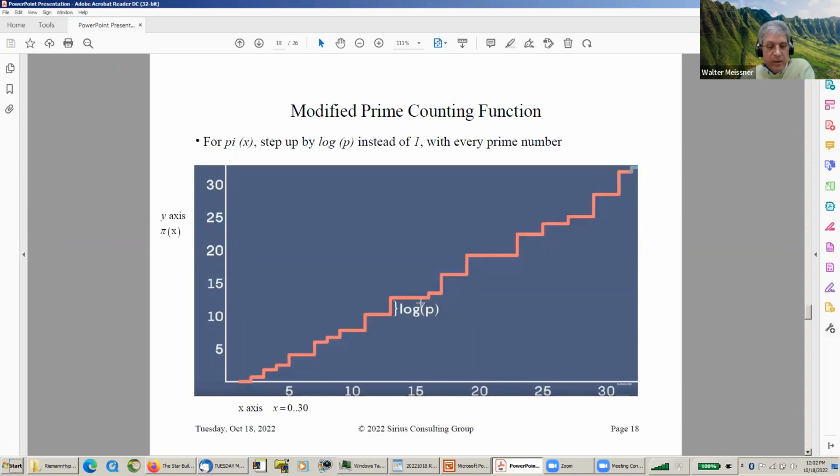So now I'll talk about the modified prime counting function. Instead of doing a step size of 1, let's do a step size of log of the prime number. So when you step up by 2, you'd be stepping up by log of 2 instead of 1. And we do 3, log of 3 instead of 1. So this is what that looks like.